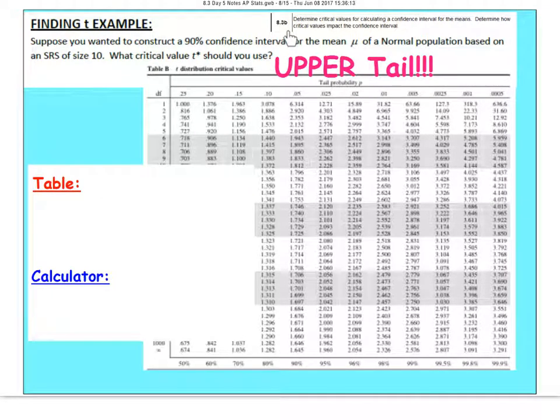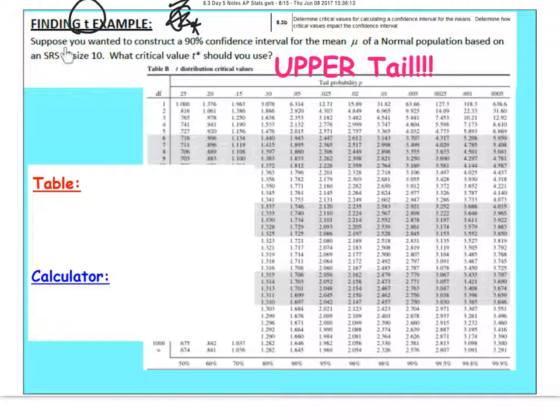So in 8.3b, we're going to determine the critical value for calculating the confidence interval for the means and determine the critical value that impacts that confidence interval. But keep in mind, because we're analyzing data or statistics about a population, we don't know about the population. So in these cases, that sigma sub x, we don't know it. So because of that, we can't use z anymore. We are now going to start focusing on t. Let me show you how to do this.